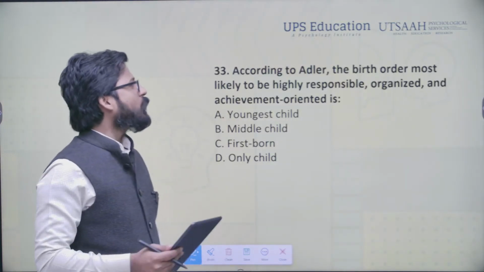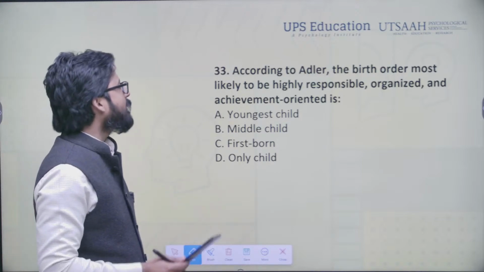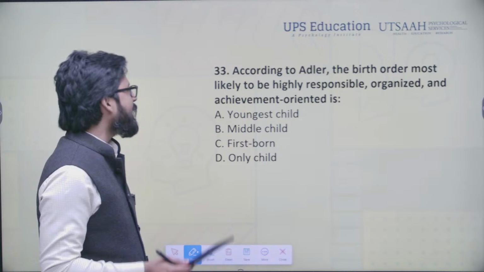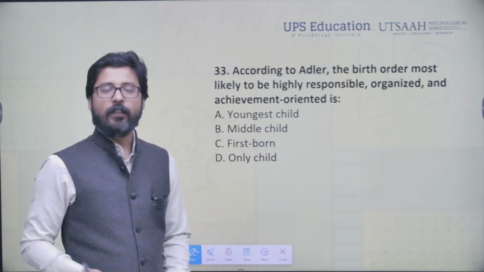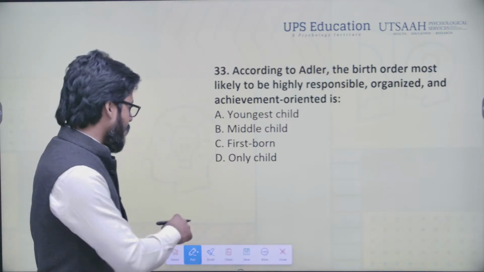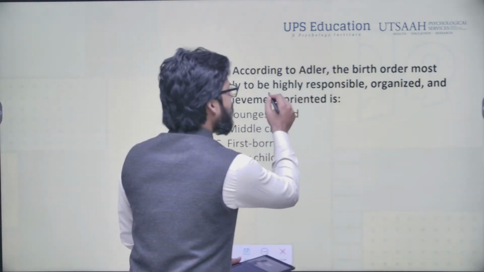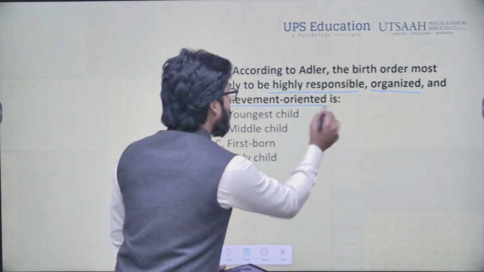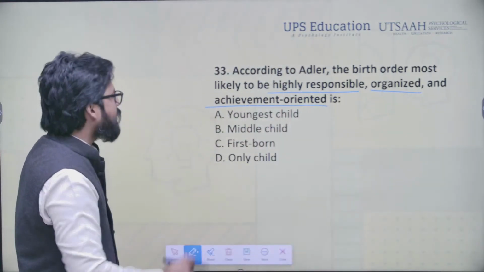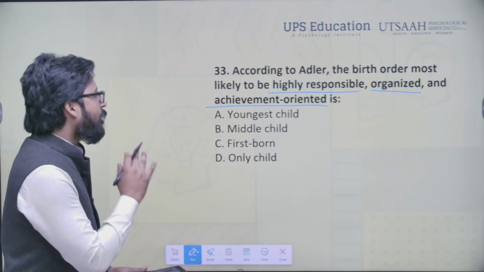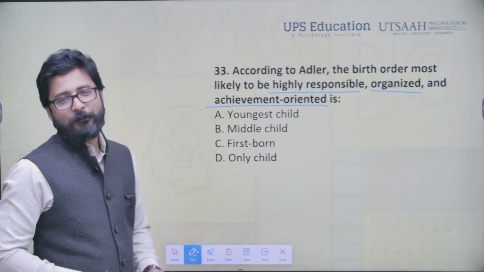Next, according to Adler, the birth order most likely to be highly responsible, organized and achievement oriented is. That means we have to answer which birth order is connected to all these characteristics like highly responsible, organized and achievement oriented. You have these four options: youngest child, middle child, firstborn, only child.